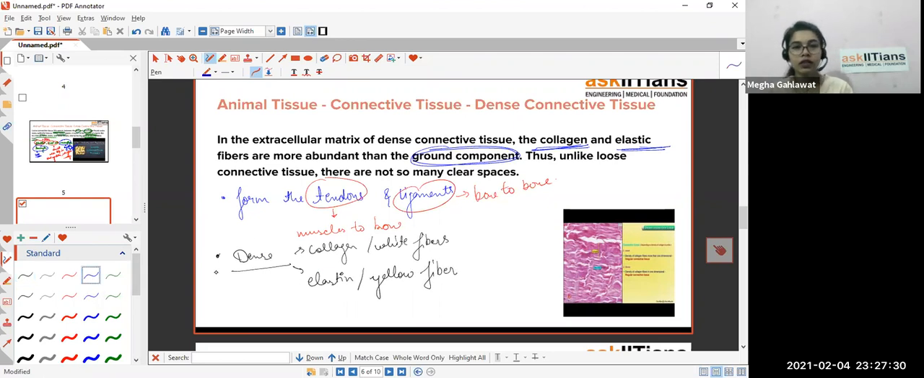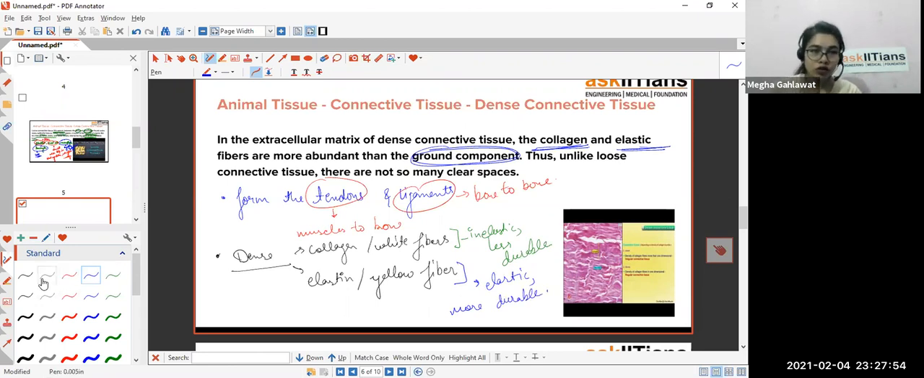And this one right here is inelastic and less durable. That means it is going to be worn out very easily. And this one right here is elastic and more durable. Okay, that means it is going to be there for a longer period of time. Also, the collagen fibers right here are most abundant in the body, and these are less abundant in the body.